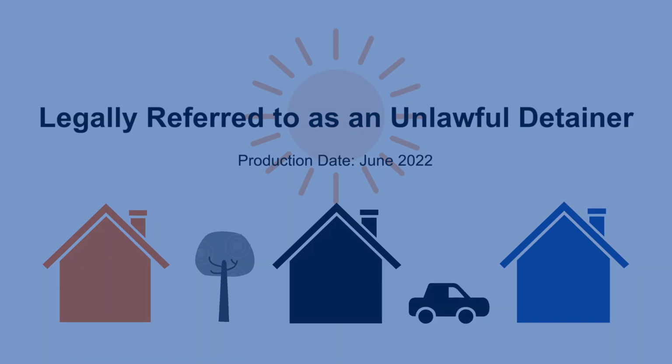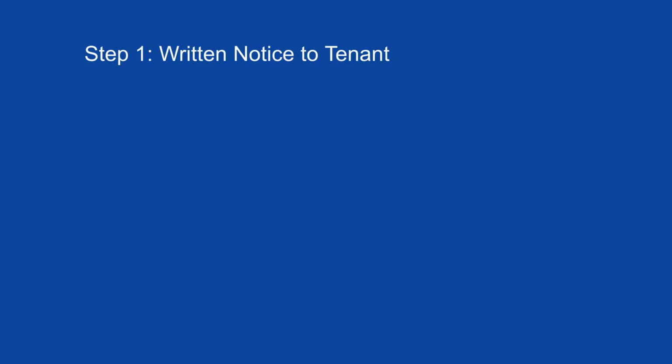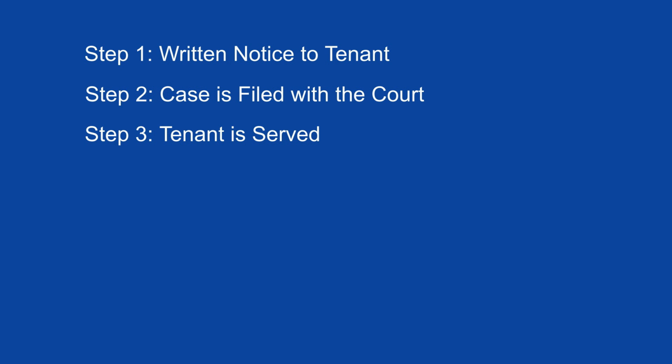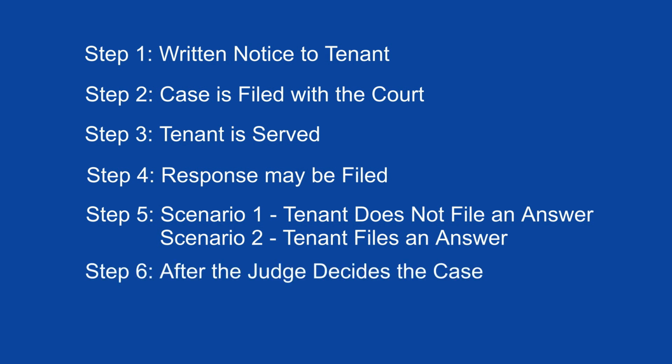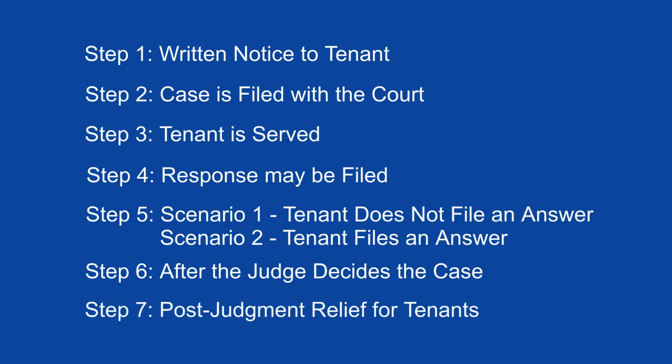There are 7 steps. Step 1. Written notice to tenant. Step 2. Case is filed with the court. Step 3. Tenant is served. Step 4. Response may be filed. Step 5. Scenario 1. Tenant does not file an answer. Scenario 2. Tenant files an answer. Step 6. After the judge decides a case. Step 7. Post-judgment relief for tenants.